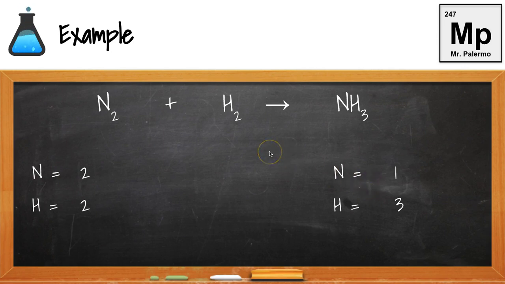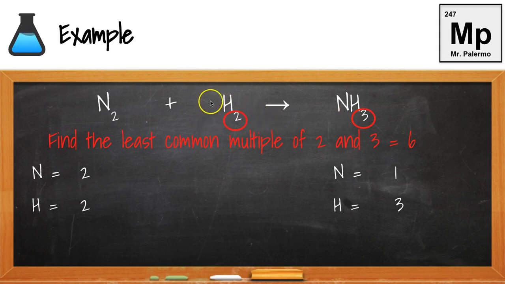So let's look at the hydrogen. I have 2 hydrogens on the left side, but 3 on the right. So how do we get them to be the same or equal? Well, I find the least common multiple of 2 and 3, which happens to be 6. And then I say, okay, what can I put out in front here as a coefficient that when I do that times 2, it's going to get me 6. And what can I put out in front of here as a coefficient times 3, it's going to get me 6.